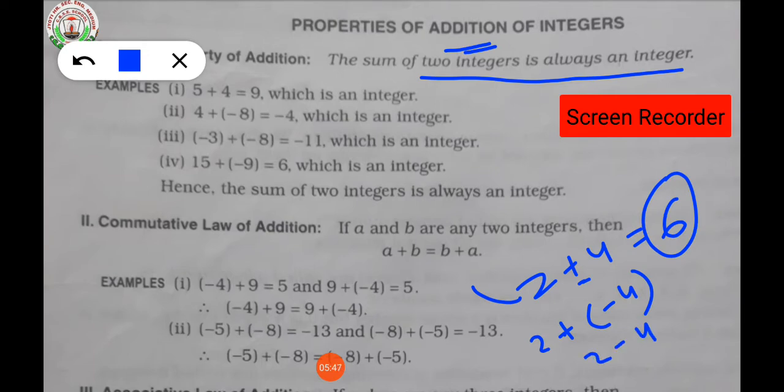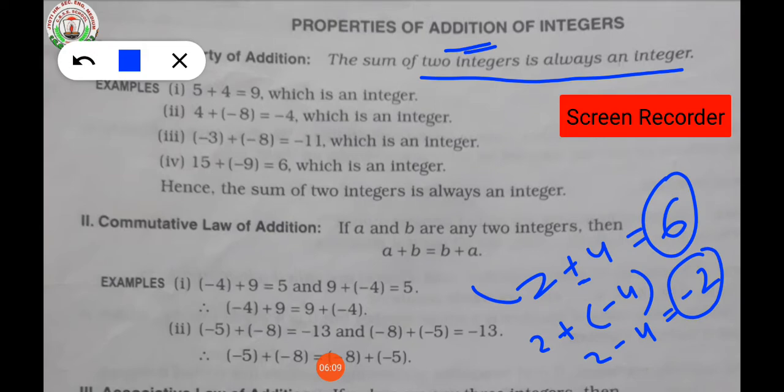So plus 2 minus 4 will be minus how much? 2. The answer is minus 2. So obviously it is a negative integer, isn't it? That means whatever answer we are getting, either positive or negative, it will remain an integer itself, since positive, negative and 0 are types of integers only.